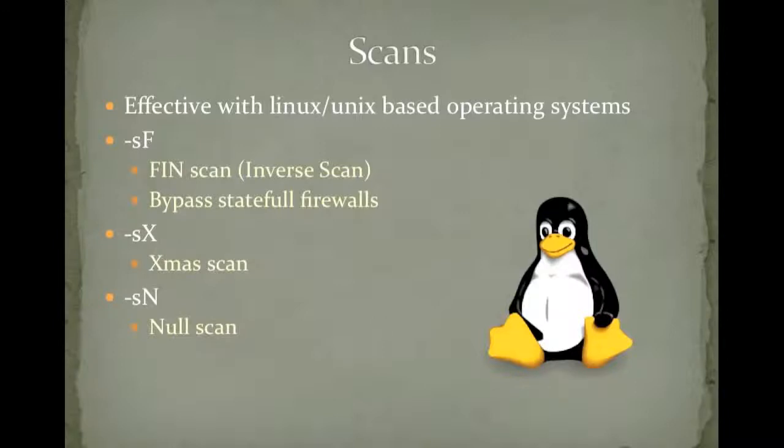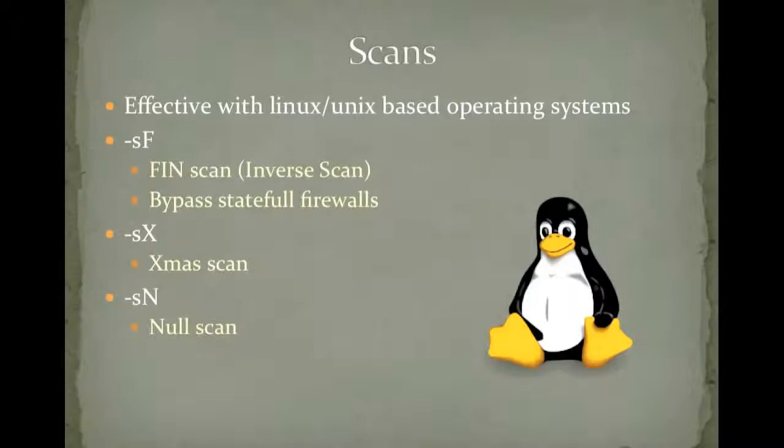-sF is a FIN scan, also commonly referred to as an inverse scan. This bypasses stateful firewalls, which have a list of IP addresses that can access the server. -sX is an Xmas scan, and the reason it's called this is because it sort of lights up like a Christmas tree. If you open up Wireshark, which is packet capturing software, it'll light up like a Christmas tree.